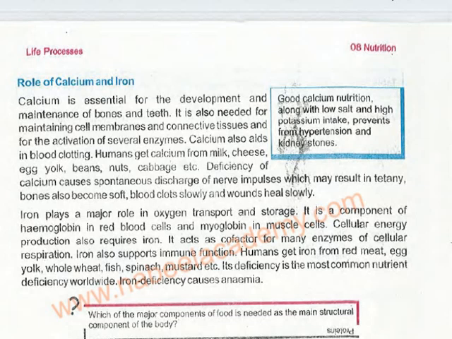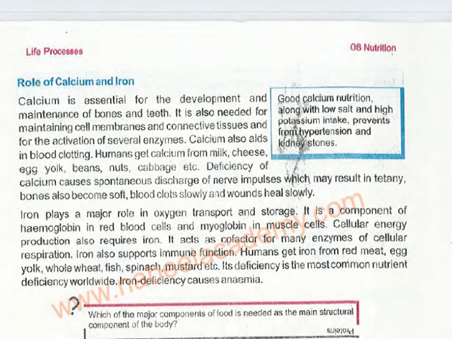We have been studying the role of different components of food, and the name of the chapter is nutrition. So we are going to continue with the different components of food. We were studying about minerals, the role of calcium and iron, which is again a topic related to minerals.